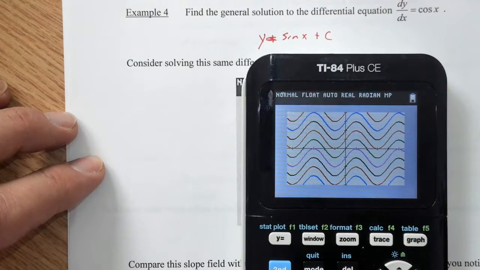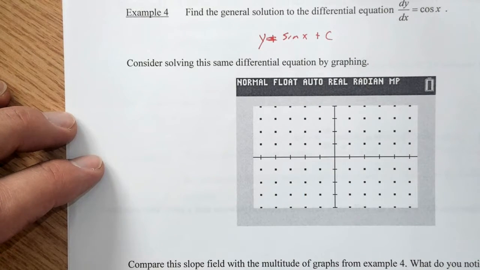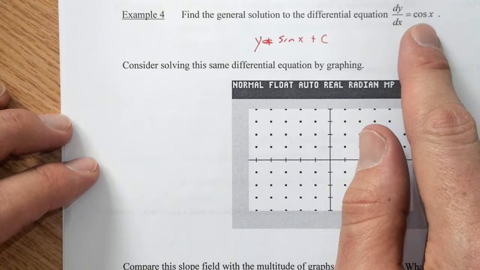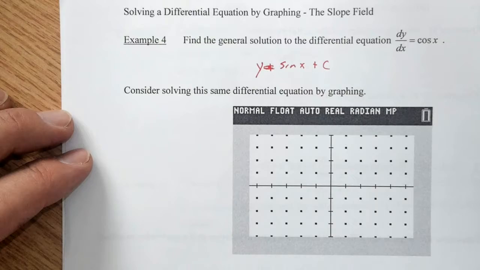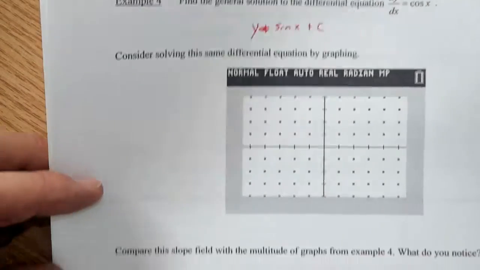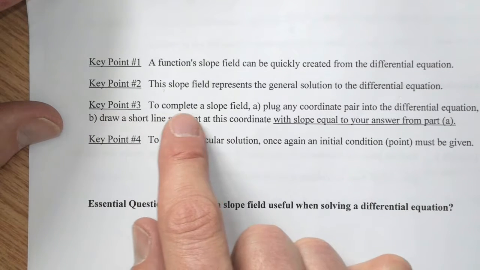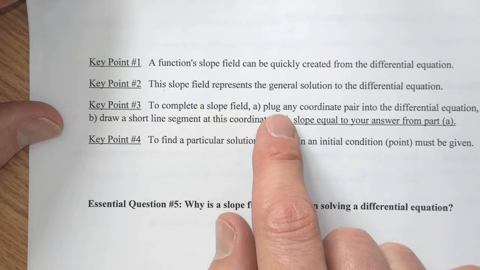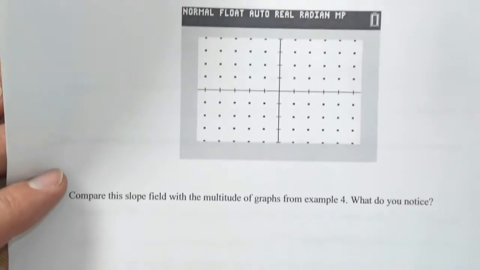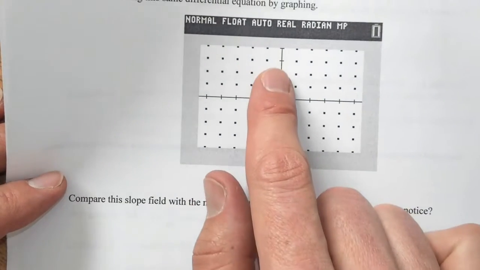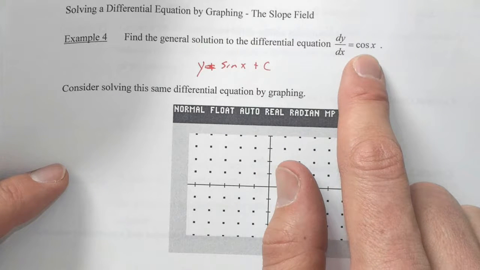What I want to do with you now is make that picture on this graph using cosine of x. And the way we're going to do it is we are going to create a slope field. So what I need you to do now is just quickly glance down at key point number 3. To complete a slope field, you're going to plug any coordinate pair into the differential equation. So we're going to take any point from here, and we're going to plug it into the cosine of x.